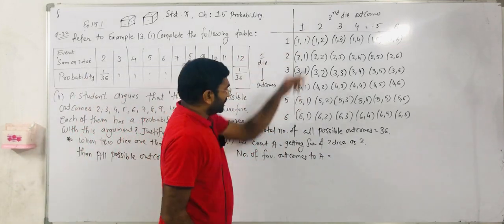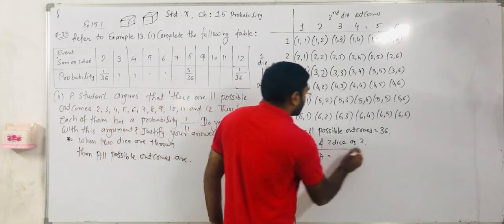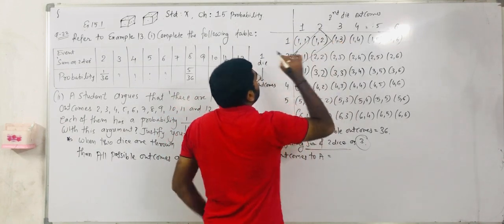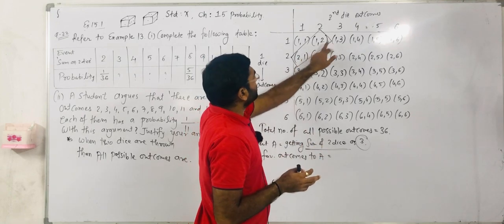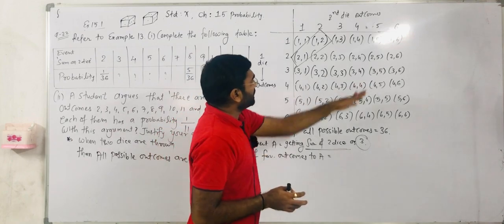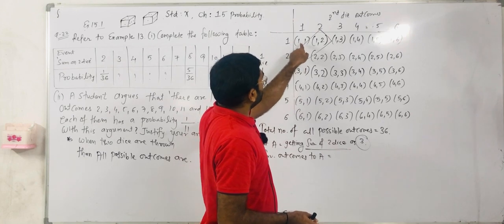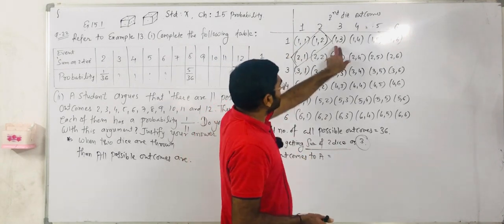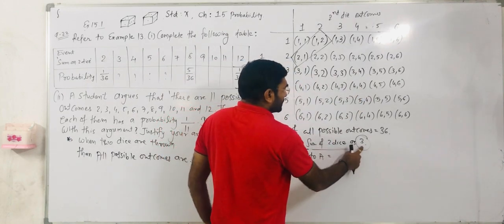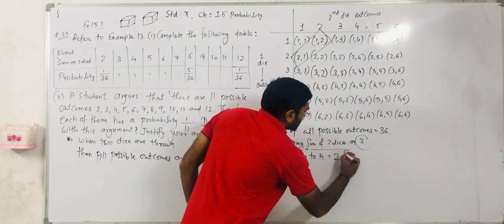From this outcome, tell me in two dice, in how many outcomes we get the sum as 3? So observe here. In these two outcomes, 2 plus 1 is a 3, 1 plus 2 is a 3. So we can say in these two outcomes summation we get as a 3. In remaining outcomes summation we are not getting as a 3. Suppose you take this outcome, 1 plus 1 is a 2 only. But in these two outcomes, 1 plus 3 is a 4. But in the question we required summation of the two dice as a 3. So in these two outcomes only we get a 3. So favorable outcome is 2.